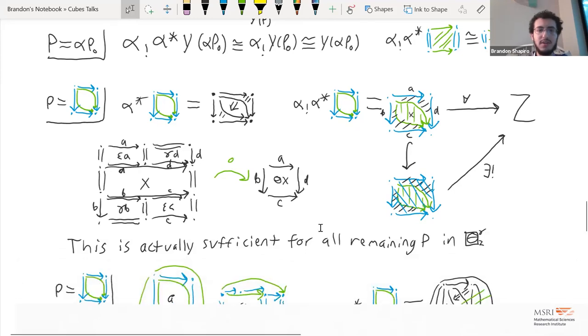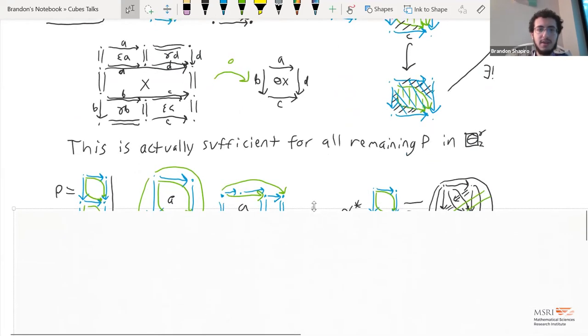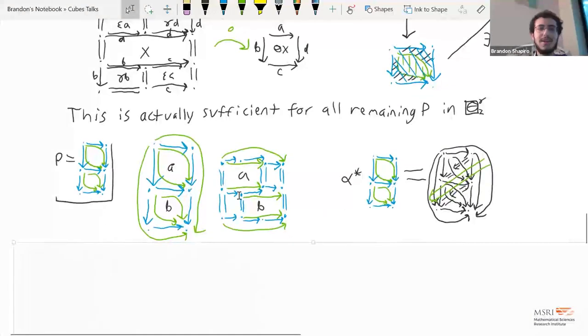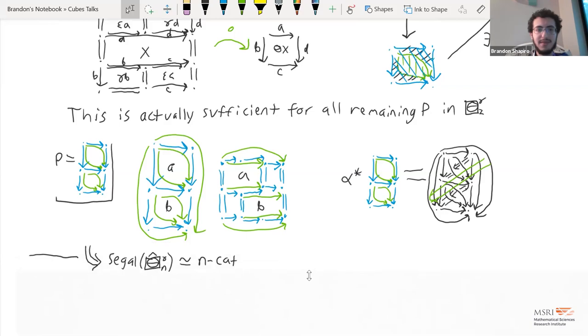And that actually works for everything because everything else is a composite of squares, and the cubical composites arise from the globular composites in the sense that you can write down a globular diagram that imitates them. So the globular Siegel conditions in the middle sets imply the cubical ones.